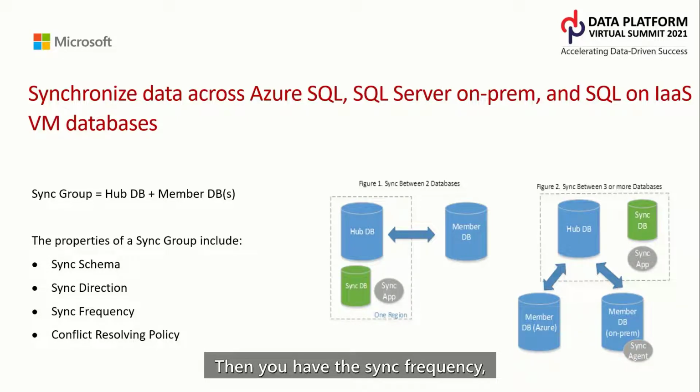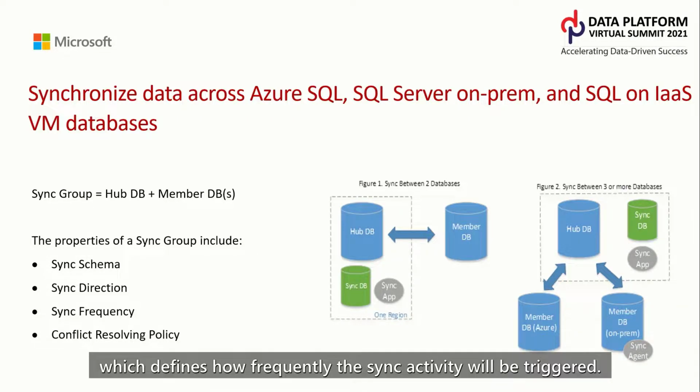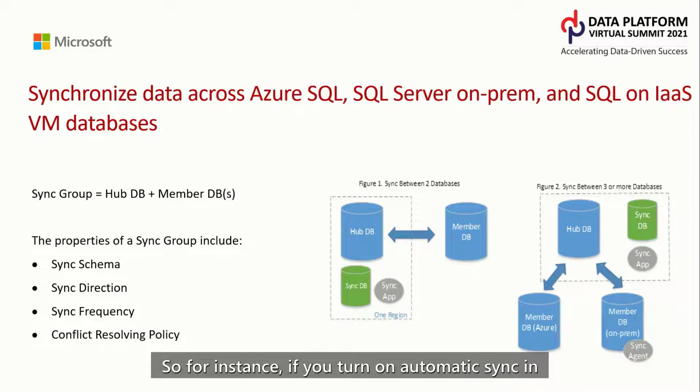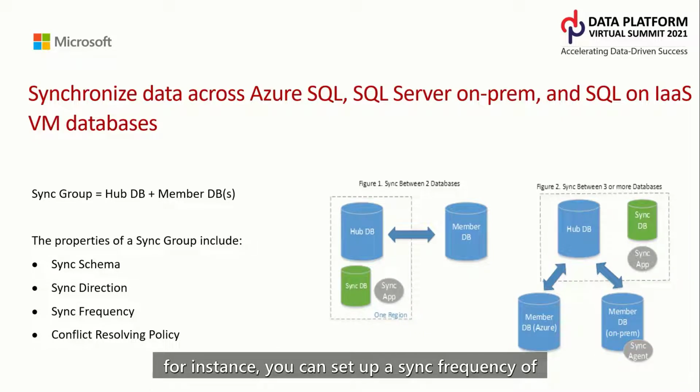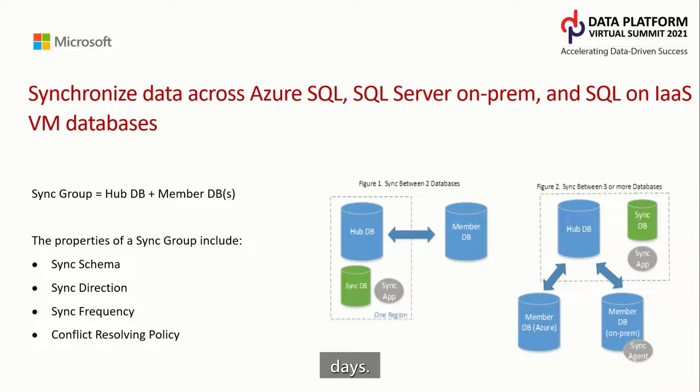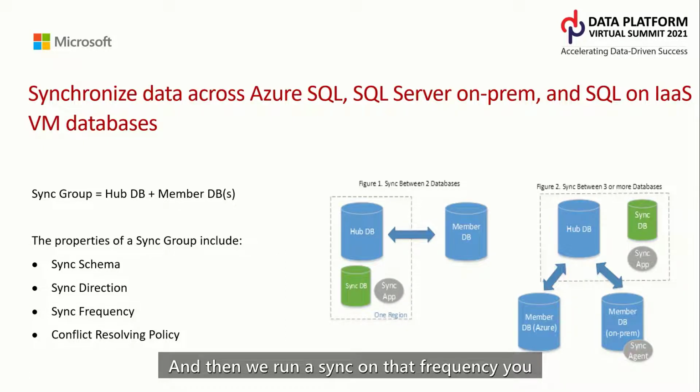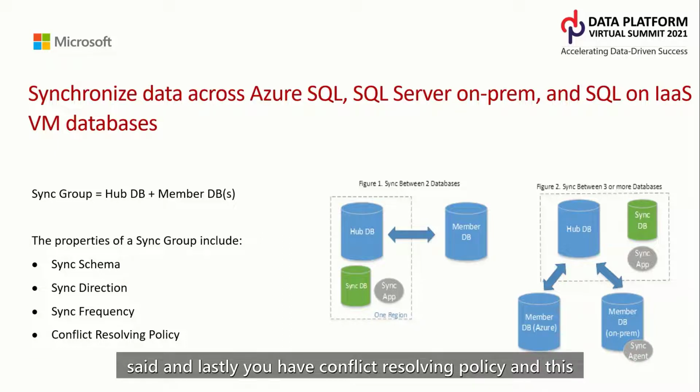Then you have the sync frequency, which defines how frequently the sync activity will be triggered. For instance, if you turn on automatic sync in the Azure portal, you can set up a sync frequency of as little as 30 seconds and as high as 30 days. And that will run sync on the frequency you set.